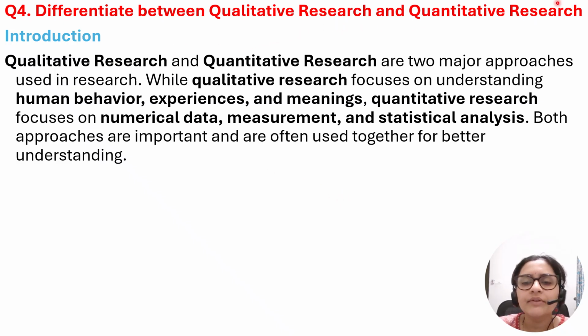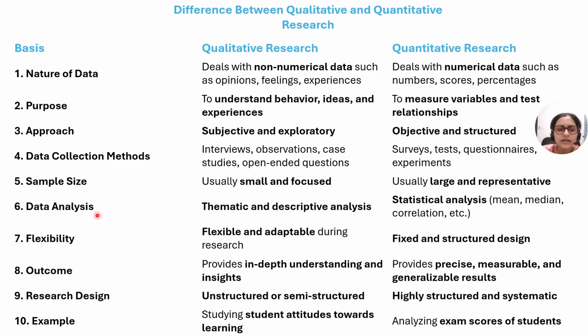Differentiate between qualitative research and quantitative research. Qualitative research focuses on understanding human behaviors, experiences, and meanings, whereas quantitative research focuses on numerical data, measurement, and statistical analysis. Both approaches are equally important. So these are the differences between qualitative and quantitative. So what are the points to be discussed? Nature of data, purpose, approach, data collection methods, sample size, data analysis, flexibility, outcome, research design, and an example is also given.